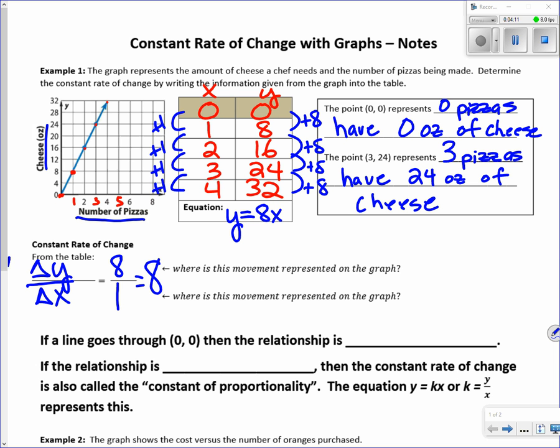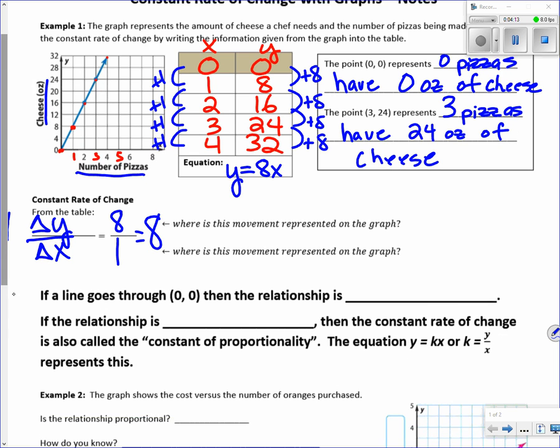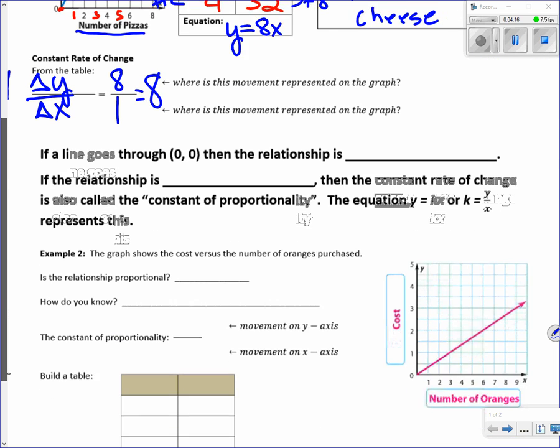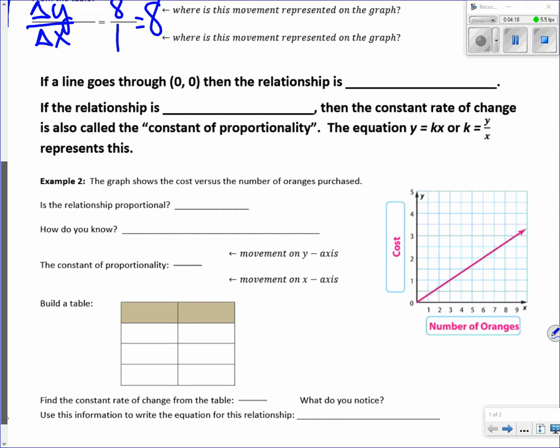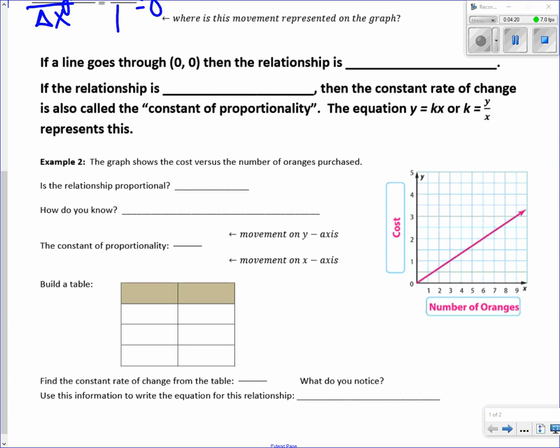Okay? So if we look at the next piece, it says, if a line goes through 0, 0, then the relationship is... we already know that anything that goes through 0, 0 is proportional. If the relationship is proportional, then the constant rate of change is also called the constant of proportionality, okay?